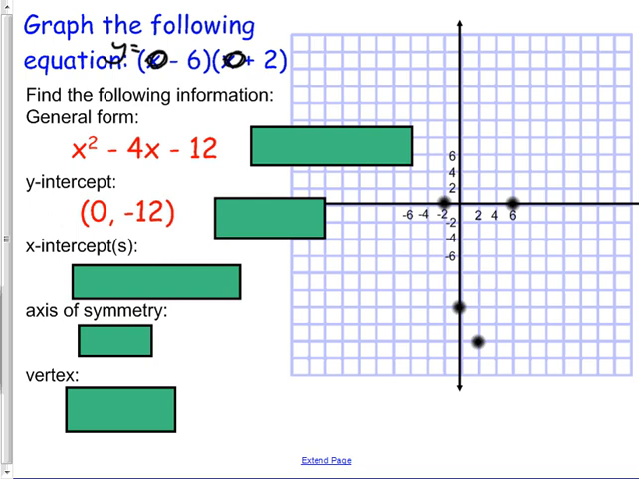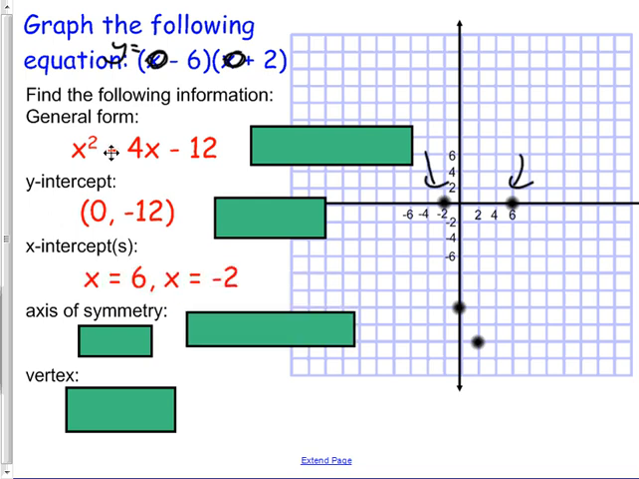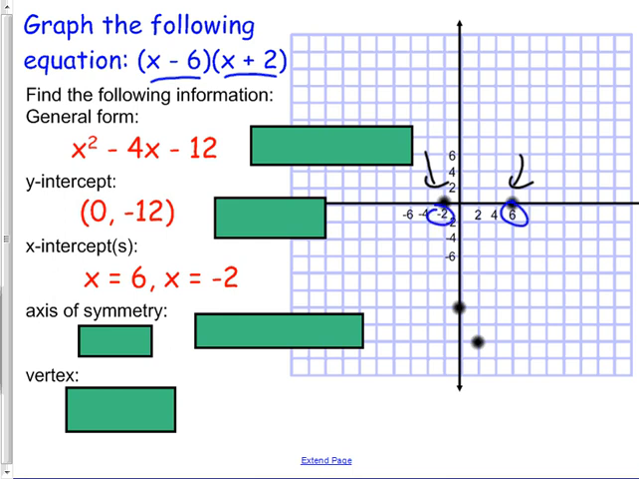The x-intercepts, these spots right here, are at -2 and 6. And you can get those by simply looking at your little equation and seeing what makes this part 0, -2, what makes that part 0, +6. The axis of symmetry runs right down the middle of those two. And if I average 6 and -2, that means add them together, comes up to 4, and divide by 2 gives you 2. So this line right there tells me my axis of symmetry, which is x equals 2.